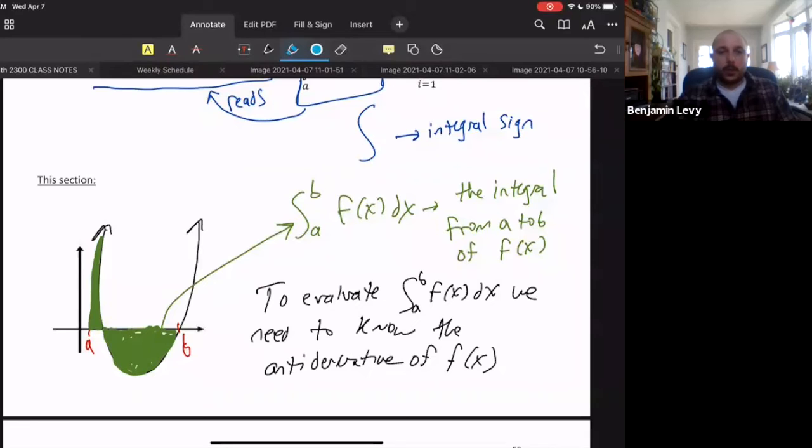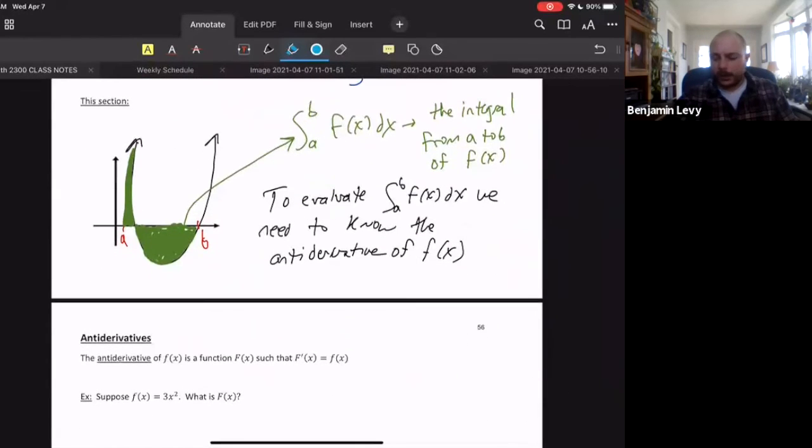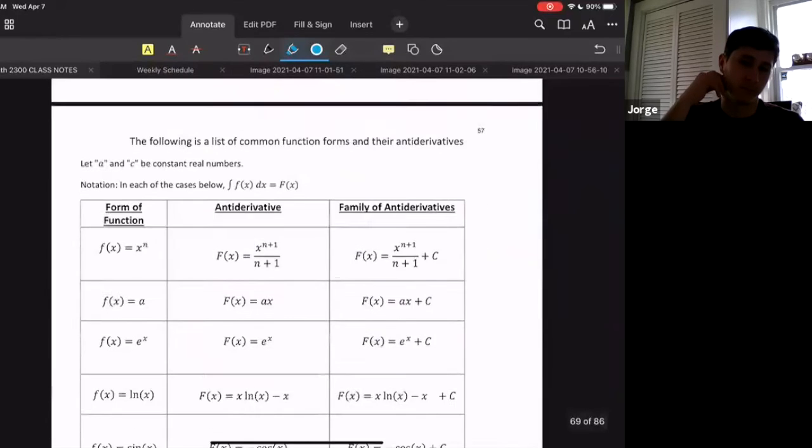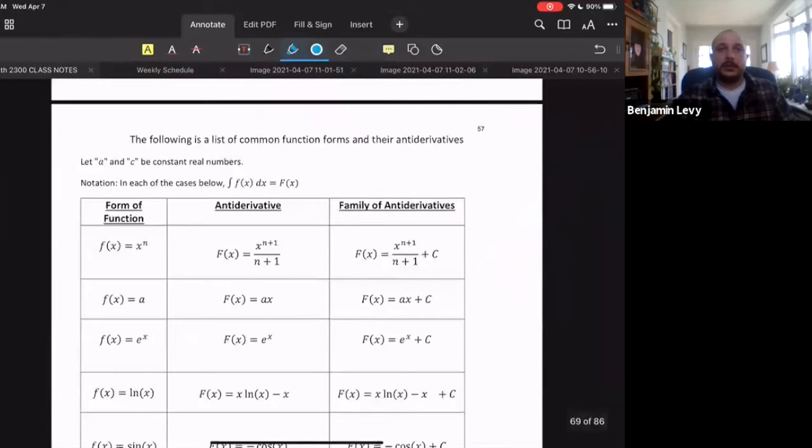Okay, so the question is, what is an antiderivative, right? If we want to do this, we need to know the antiderivative. Let me just page ahead. Okay, good. So here's a whole list of antiderivative rules that we'll talk about in a minute. Just like we had derivative rules, we've got antiderivative rules.